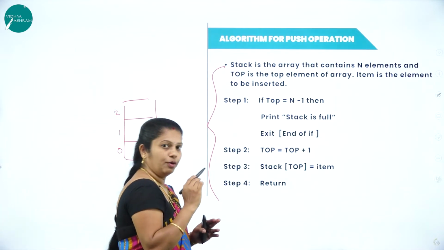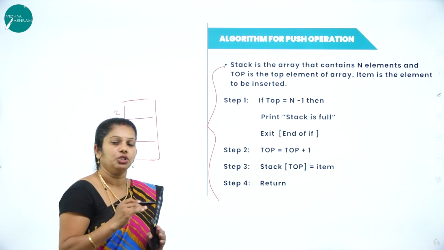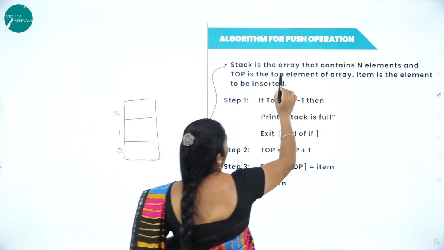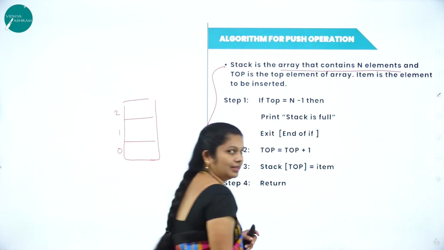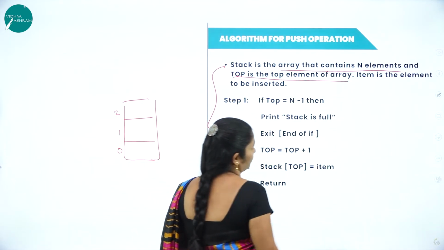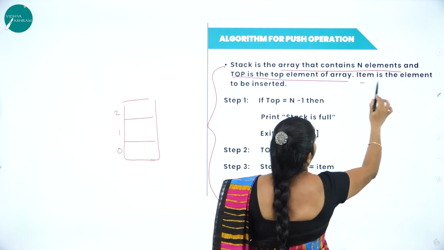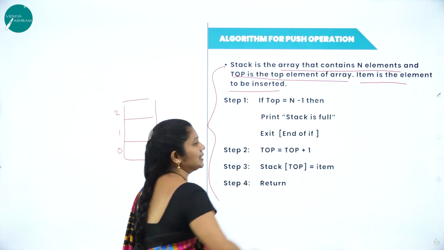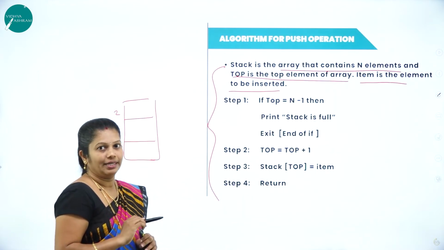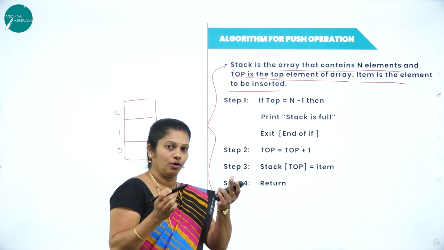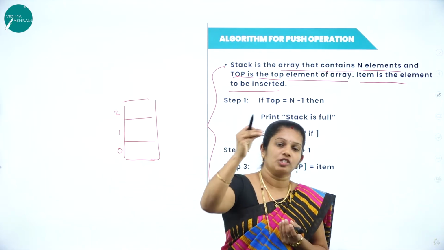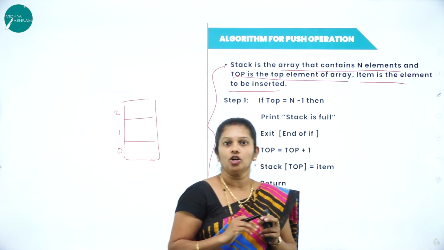Here, before writing the algorithm, you have to mention which variables we are using in this algorithm. Stack is the array that contains n number of elements, top is the topmost element of the array, and item is the element to be inserted. If top equals -1, what exactly does it indicate? Consider you have a water bottle full of water. Is it possible to pour some more water into it? No, it is not possible.